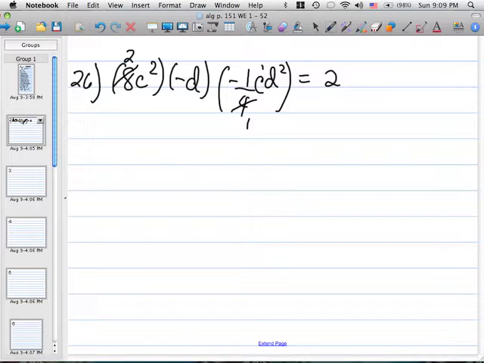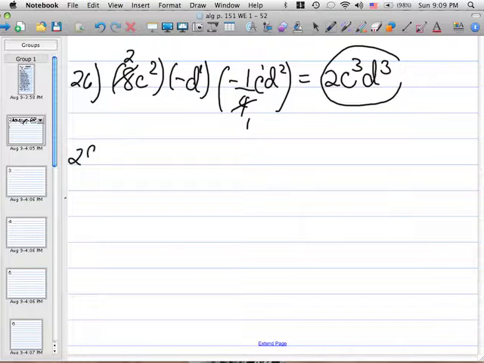I have c squared and I have c to the first, so that's c to the third. I have d to the first and d to the second, that's d to the third. So my answer is 2c cubed d cubed.